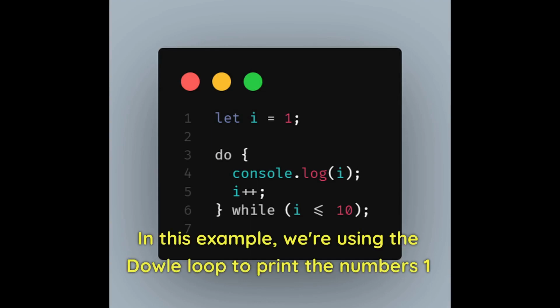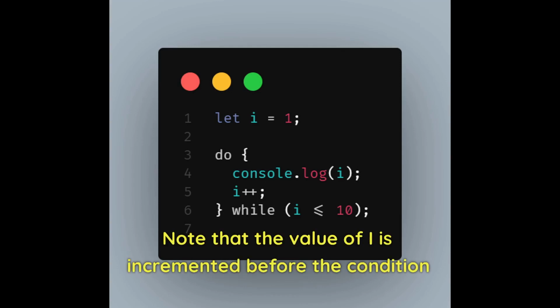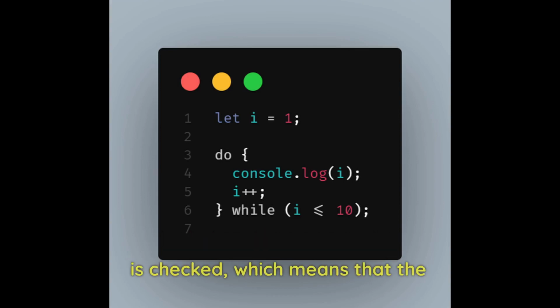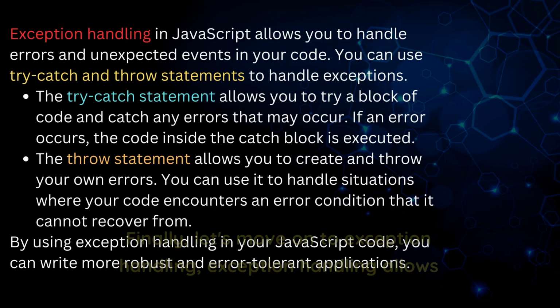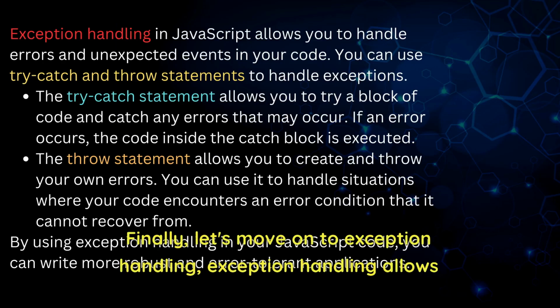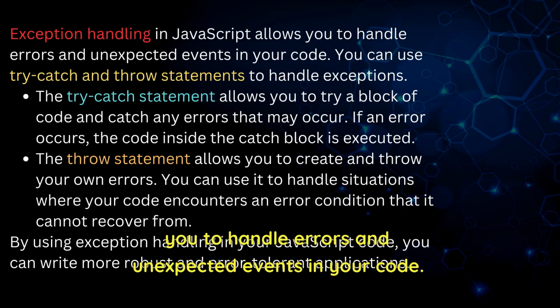In this example, we're using the do-while loop to print the numbers 1 to 10 to the console. Note that the value of i is incremented before the condition is checked, which means that the loop will always execute at least once. Finally, let's move on to exception handling. Exception handling allows you to handle errors and unexpected events in your code.